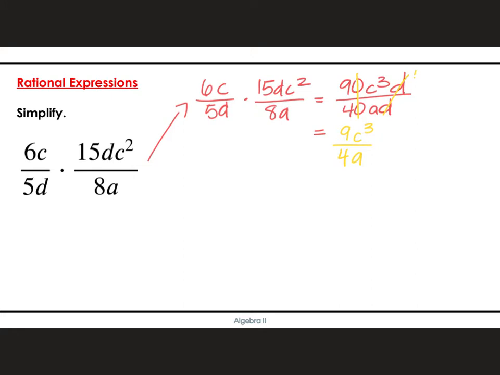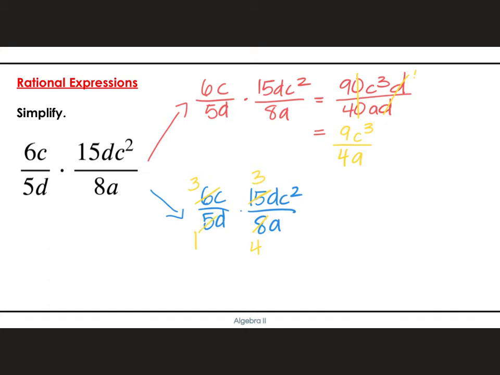Now I'm going to do the same problem again, but this time I'm going to simplify first and then multiply after I have simplified everything that can be simplified. The first thing I know is that 6 is divisible by 2 and 8 is divisible by 2, so I can divide them both by 2. 2 goes into 6 3 times, 2 goes into 8 4 times. Then I have 15 in the numerator and 5 in the denominator, so 5 goes into 15 3 times, 5 goes into 5 1 time.